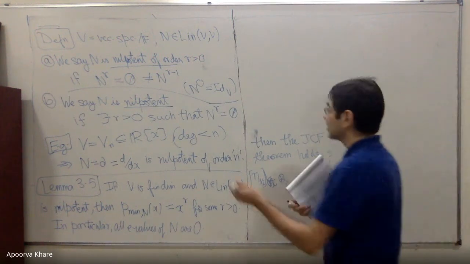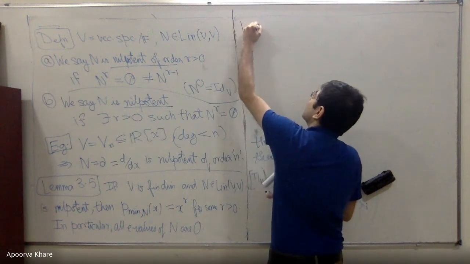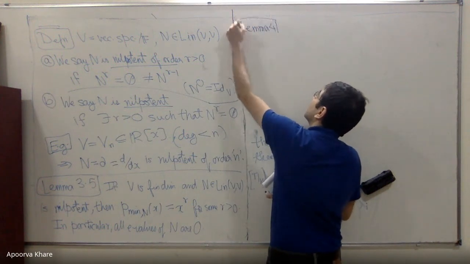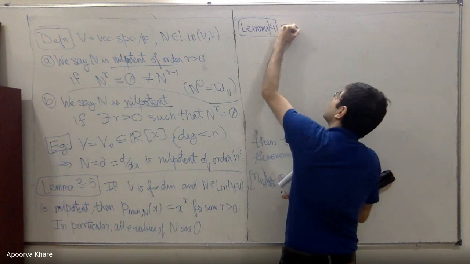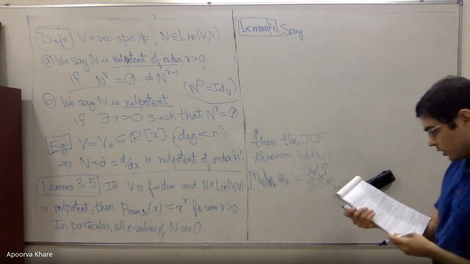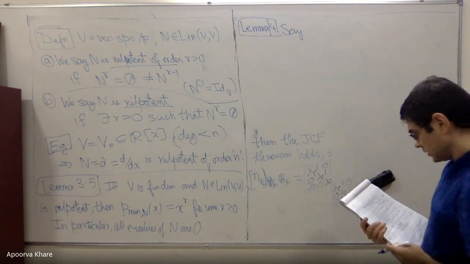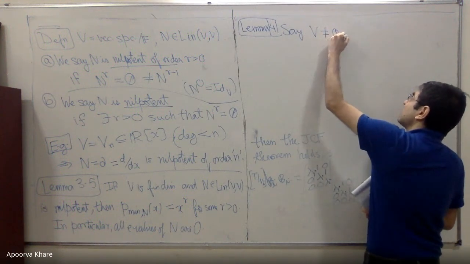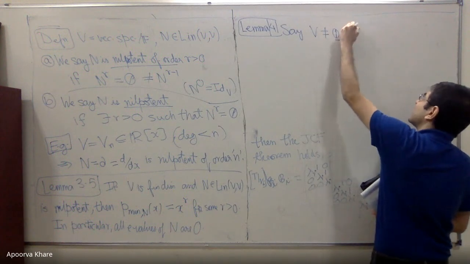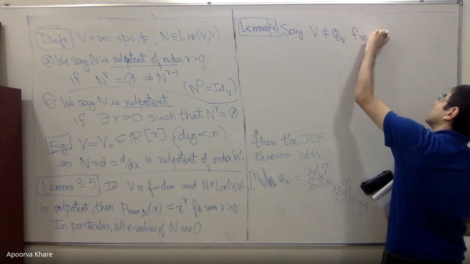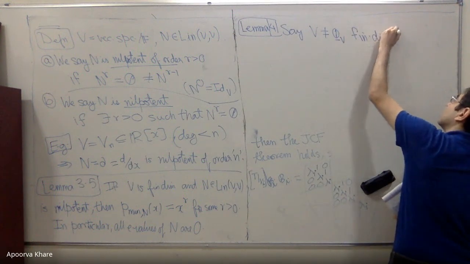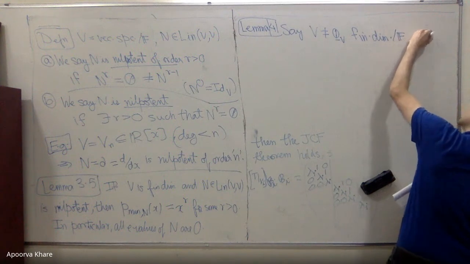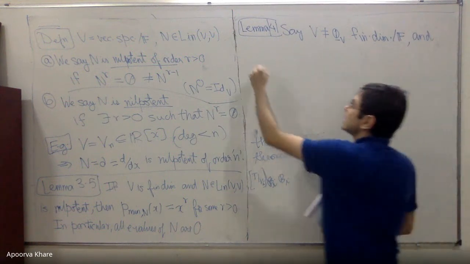Lemma 4, this is also very easy. Say N is nilpotent of order R. V is not equal to 0. The point is, this time I don't want it to be just the 0 vector space, and it's finite dimensional. And N from V to V is nilpotent.